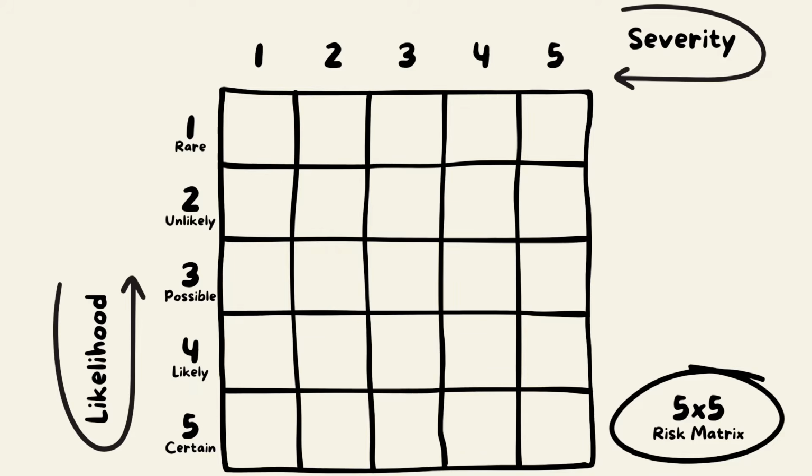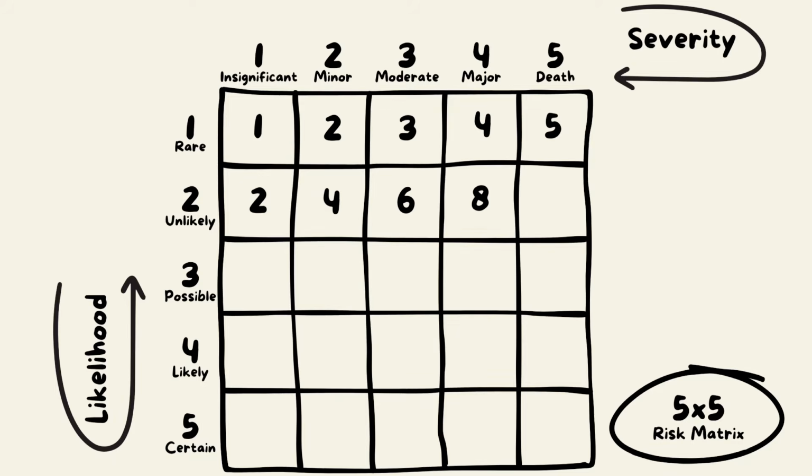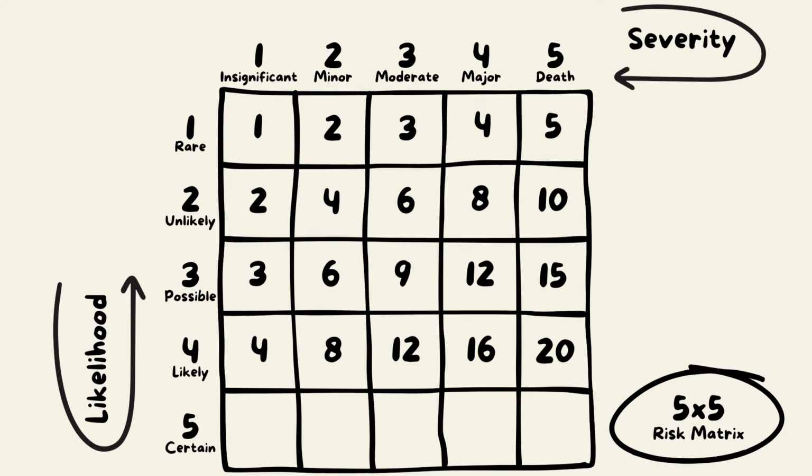On the x-axis, you have the severity of harm. Let's assign meaning to the numbers again: insignificant, minor, moderate, major, and death. The higher the number, the worse the harm will be. If risk equals likelihood times severity, you can fill in the boxes on the matrix by multiplying the numbers along both axes, giving a maximum score of 25. 5 times 5 equals 25.